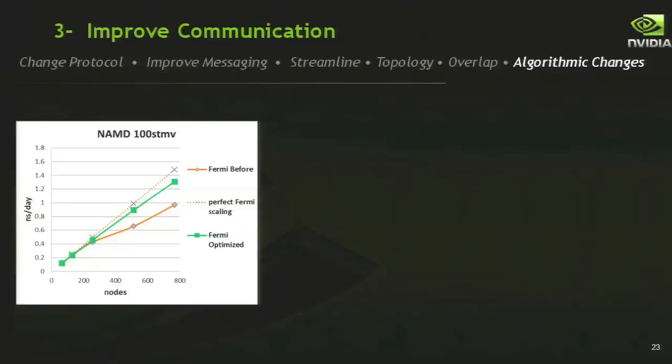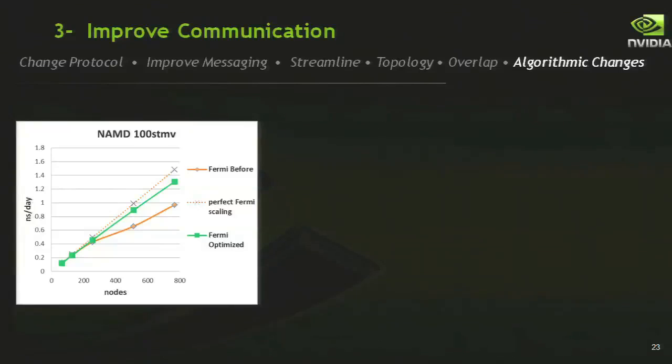So here's the performance that we were running into. This is with Fermi, so our last generation of GPUs. This red line is what we were measuring before, so not very ideal scaling. The little dotted red line, that's what we would like to see. That's ideal scaling. And then with the algorithmic changes that we're going to discuss, we got much better scaling, so that's the green line over here.